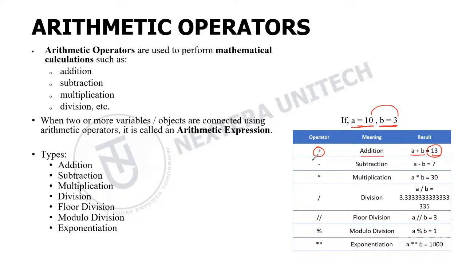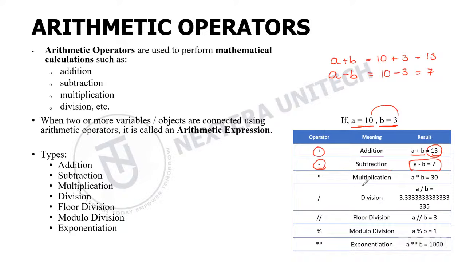And then we have subtraction. Minus or hyphen is used to perform subtraction. When I try to do a minus b, so a plus b equals 10 plus 3, which is 13. And a minus b equals 10 minus 3, which is 7. So when you perform a minus b, we'll be getting the result 7, in case a is 10 and b is 3.